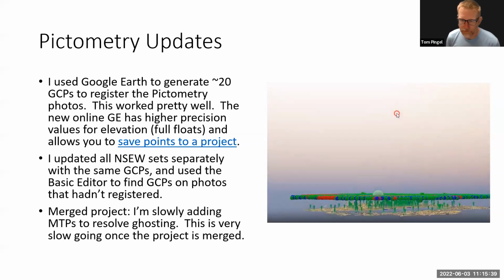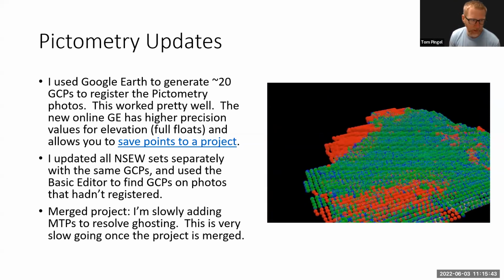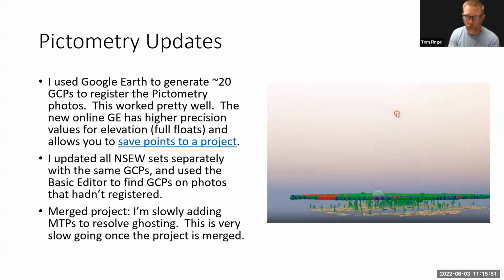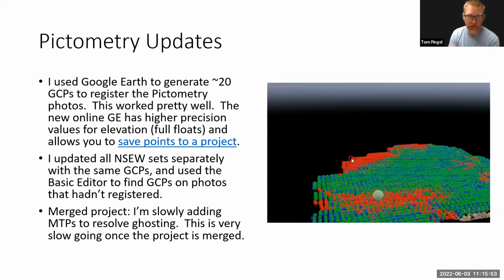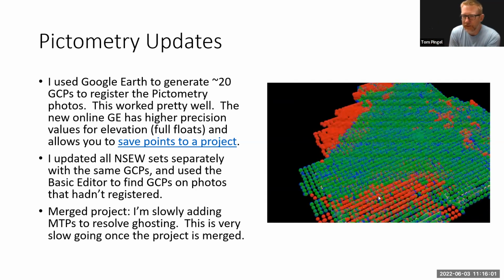Constructed a bunch of GCPs using Google Earth. The Google Earth stuff was better than I thought it was going to be. I should have included a slide on this, but the new Google Earth works well because it gives full float values for the elevation. The old version used to just round it to the nearest meter. So now we've got full accuracy.